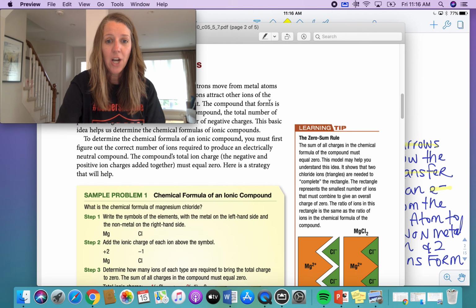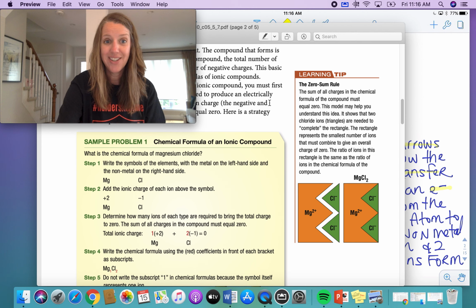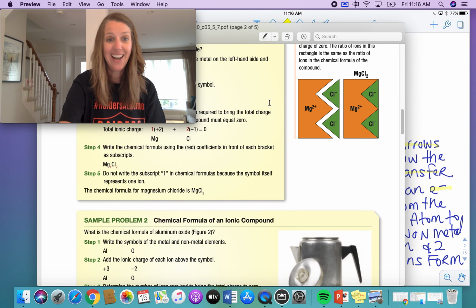Okay, so here we go. I'm going to show you how this makes sense where we do the zero-sum rule on the next page of the notes, but again, your explanation is really good here. So work through it, and I call this easy math. You just got to make it equal to 0.